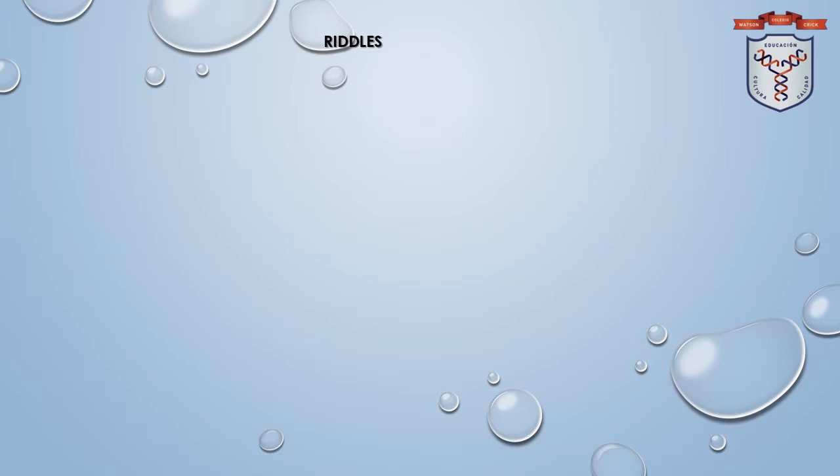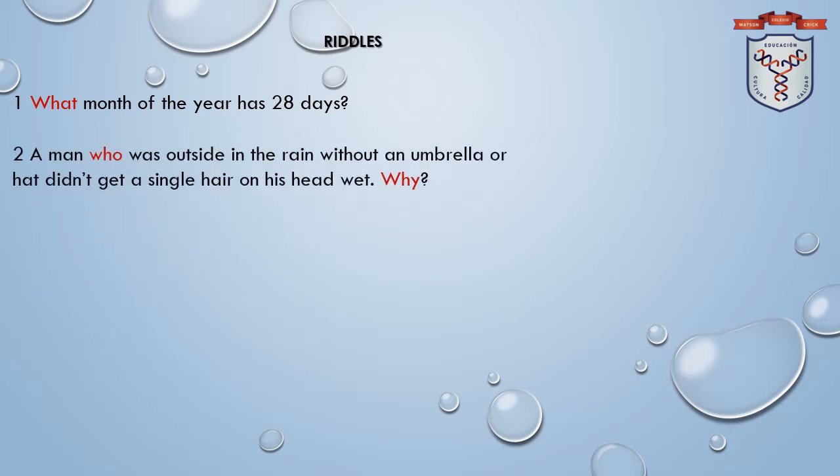I want you to see some riddles. Riddles are questions that you try to answer. Number one: which month of the year has 28 days? Number two: a man who was outside in the rain without an umbrella or hat didn't get a single hair on his head wet. Why? Number three: where does today come before yesterday? Most of the time, yesterday is first and later today.